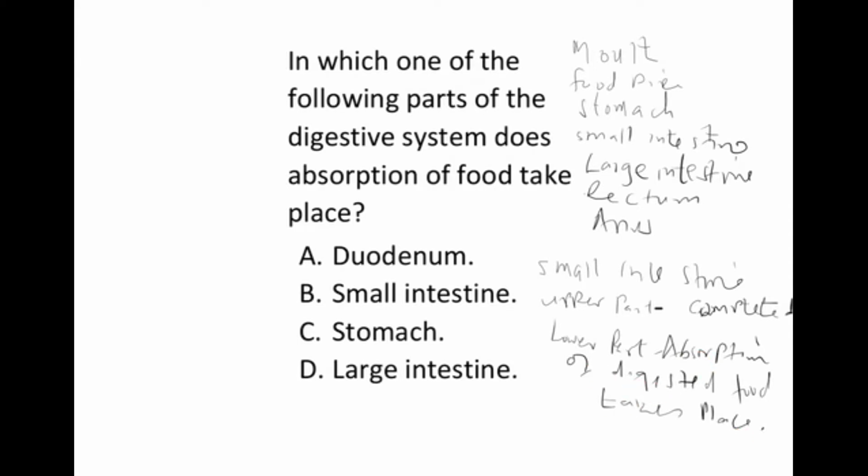So according to our answer options, we have the duodenum, the small intestine, the stomach, and the large intestine. So our answer will be B. The reason being that it is in the small intestine, and specifically the lower part of the small intestine, where the absorption of the digested food takes place.